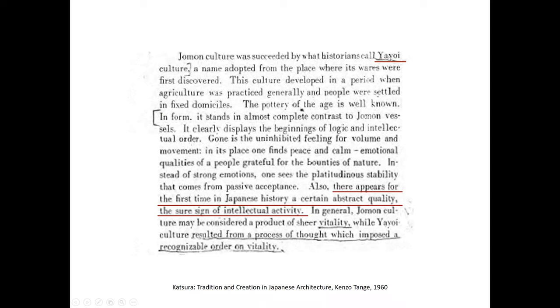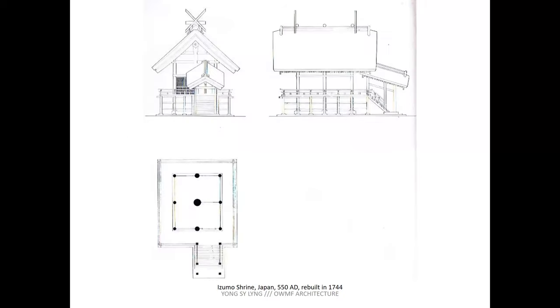So there's Jomon and then Yayoi, Jomon, J-O-M-O-N, and Yayoi, these two ancient indigenous cultures from Japan, right? So there's a lot of references made to this culture. And then if we look at the Shinto shrine, Izumo, you can see that this is the shrine, and then it's a four square grid, right?